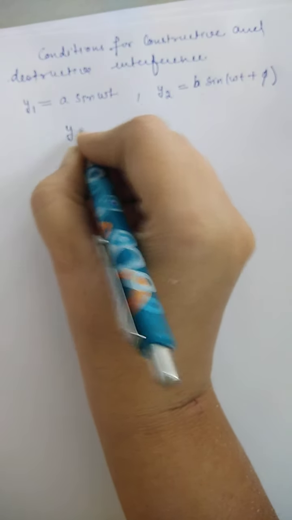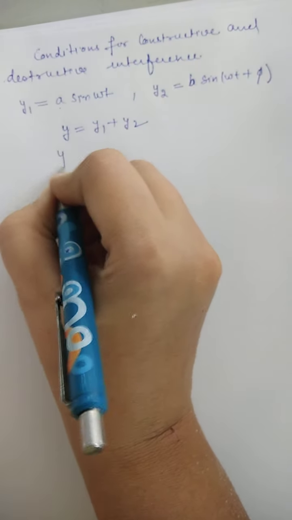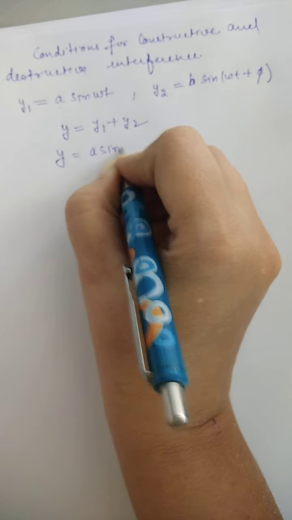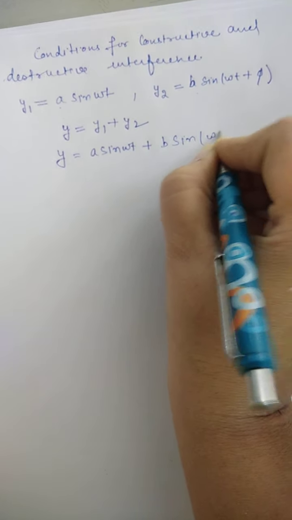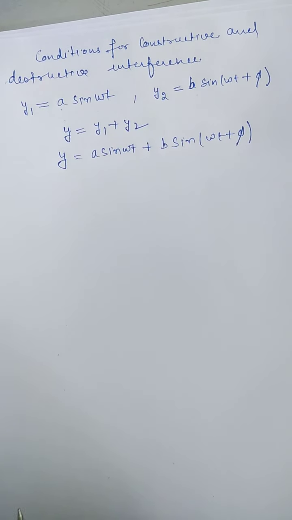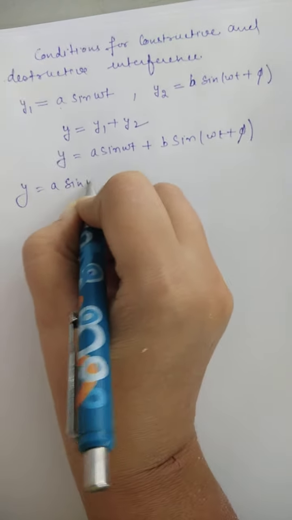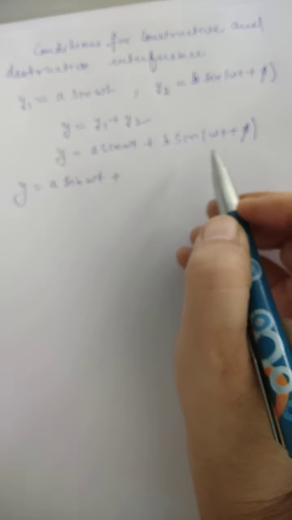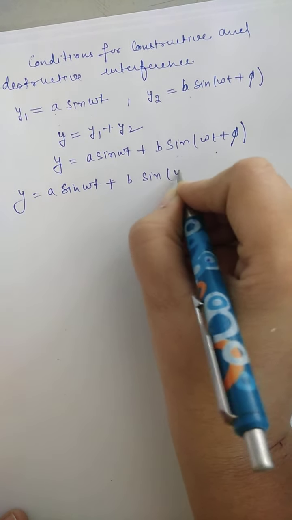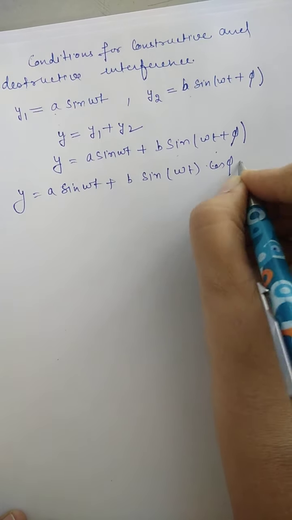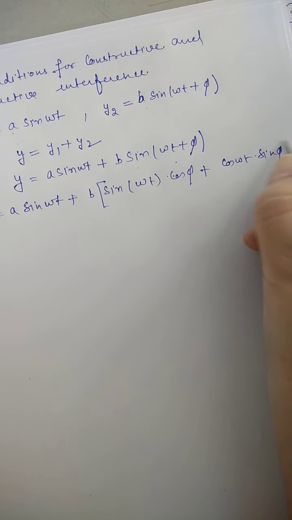Now, after superposition, y is equal to y1 plus y2. So when these two waves get superimposed, this becomes A sin omega t plus B sin(omega t plus phi). Is it clear? Now you can expand this. This becomes y is equal to A sin omega t plus, opening the formula for sin(A plus B), B sin omega t cos phi plus cos omega t sin phi.